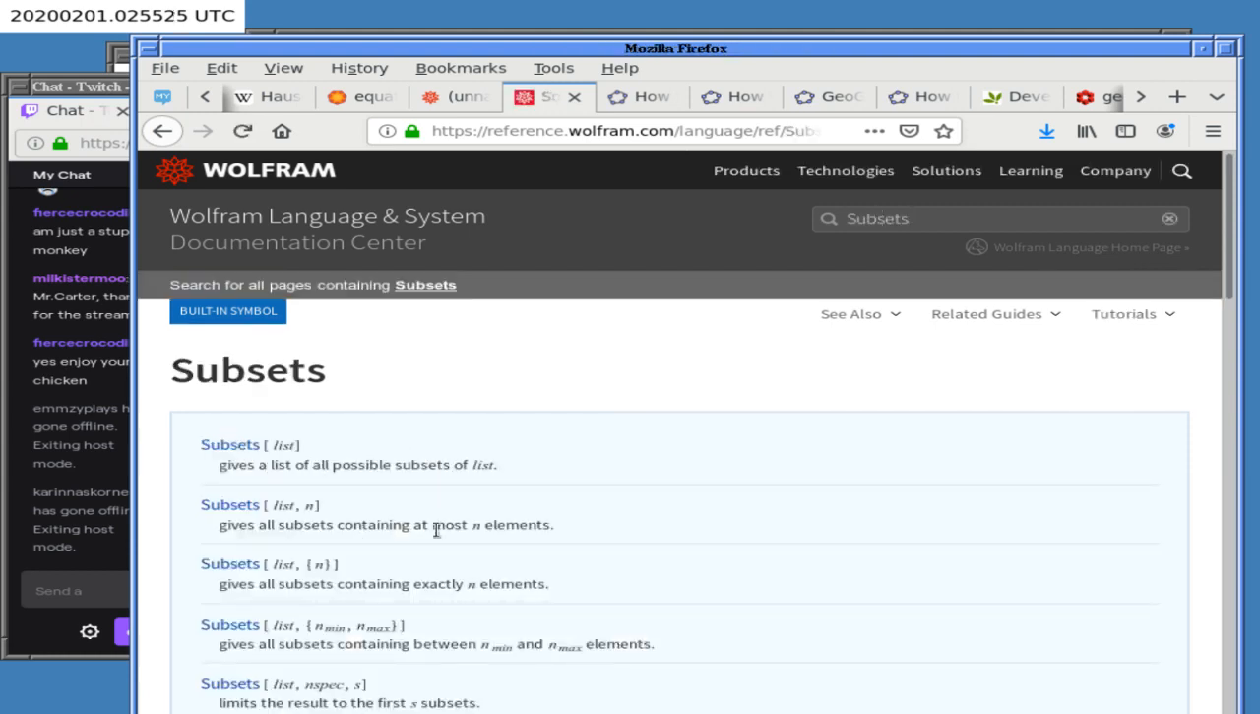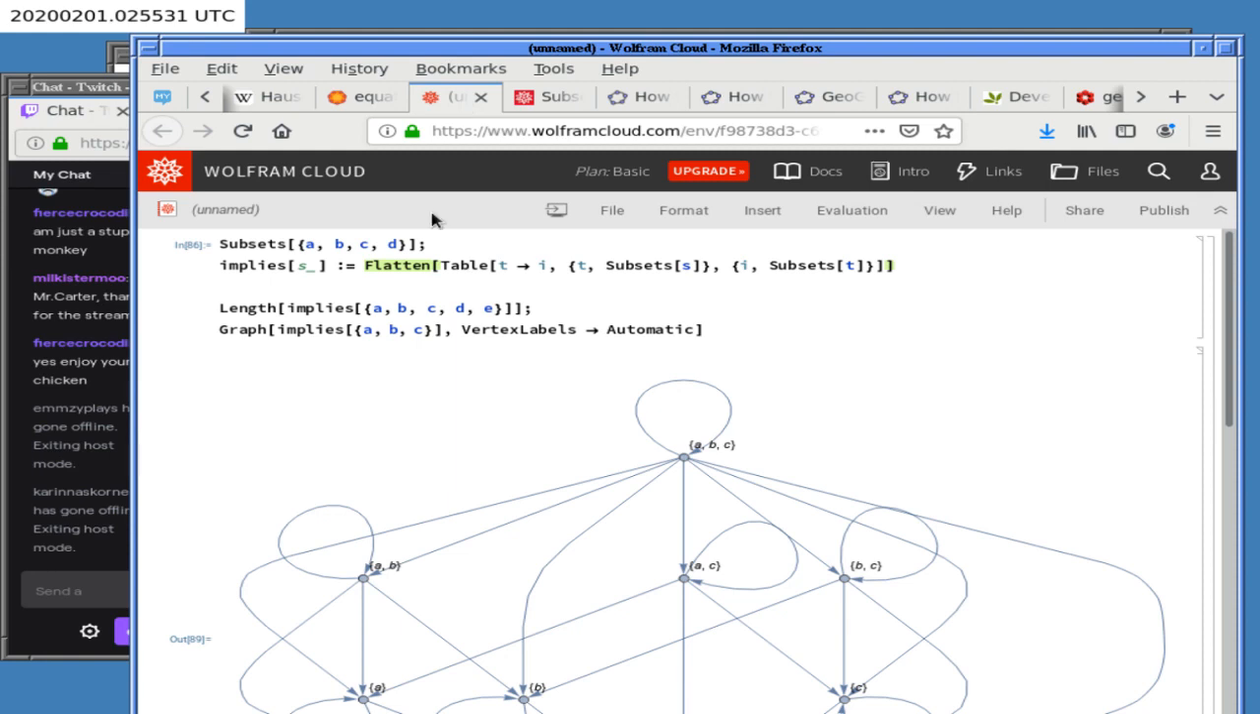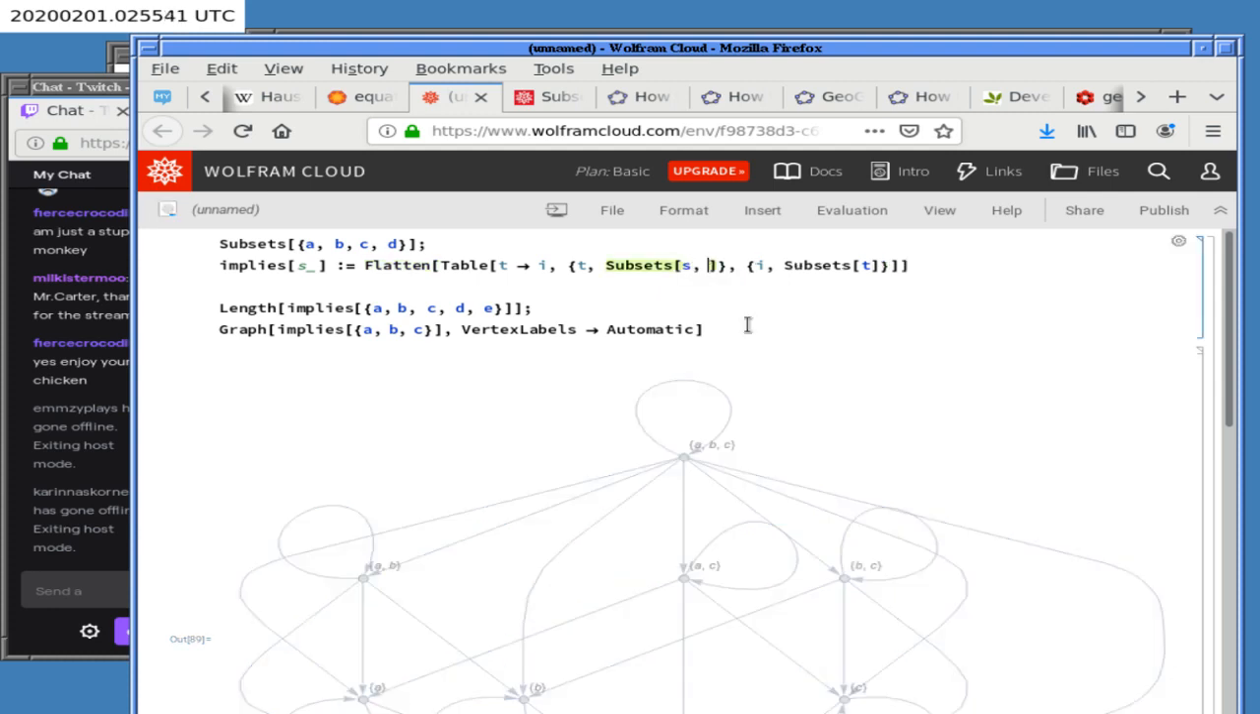Yep, at most elements, exactly n elements. So I think we can now change this. Now that we've got it saved nice and safely, I want subsets of exactly length t minus 1. No, this is in the wrong place, sorry. This is just the subsets of S. So T is going to go through all the subsets of S, but I is going to go through the subsets of T that are of length T minus 1 exactly.